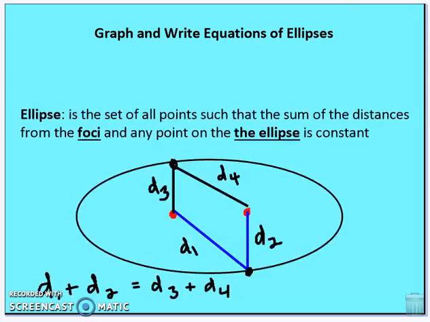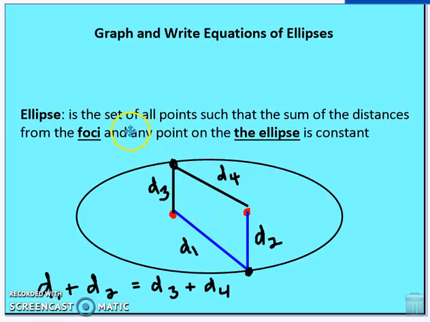So first we're going to talk about the definition of an ellipse, then we'll create an analogy that's relevant to my homestead brethren. All right, so an ellipse is a set of all points such that the sum of the distances from the foci and any point on the ellipse is constant. So we talked about circles first, and we said the circle was a set of all points that are equidistant from a fixed point called the center.